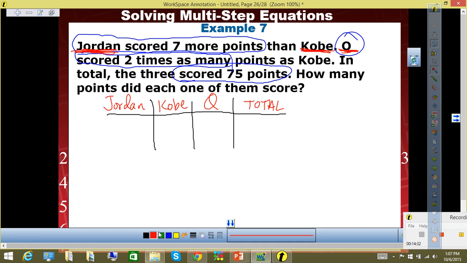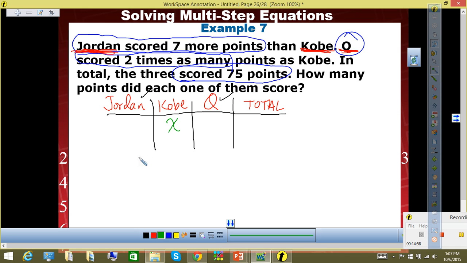Next, I want us to go back and read who they give us information on. Do they give us information on Jordan? Yes, that's what we boxed. Jordan scored 7 points, so we're going to check mark on Jordan. There it is. Who else do they give us information on? Q scored. Okay, so check mark on Q. Who's the only person we do not have information on? So Kobe's going to be our variable, so label it X. I did that with green.